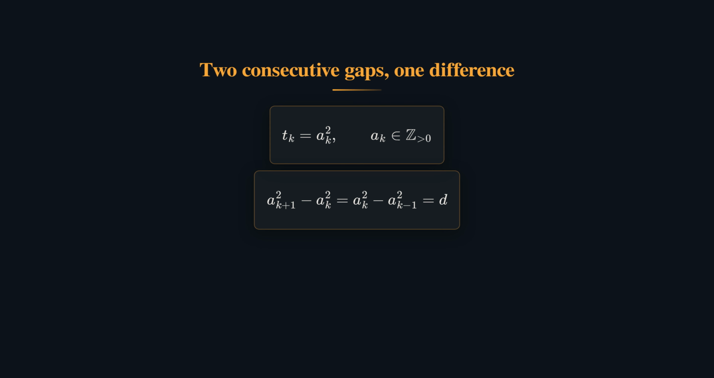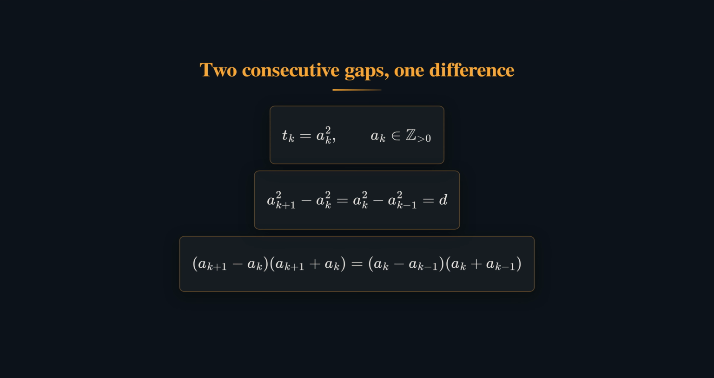Because the difference is constant, any 2 neighboring steps are equal. Both of them equal the common difference. Now factor each side as a difference of 2 squares. The roots are strictly increasing, so the sum on the left is strictly larger than the sum on the right.